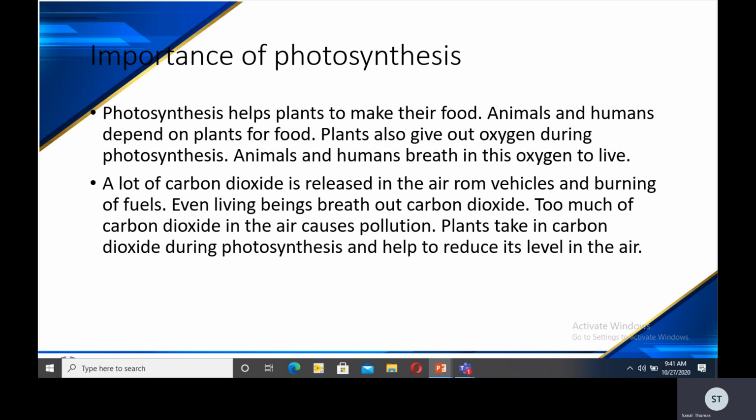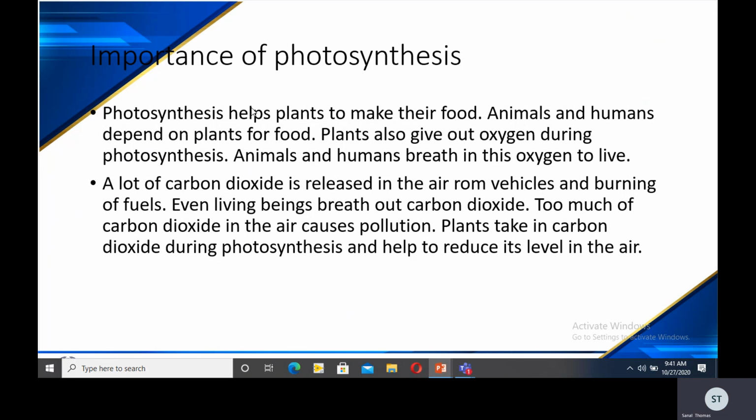So now you understood what is photosynthesis and how it is happening, right? Photosynthesis is the process by which the green leaves of a plant make food using water and carbon dioxide in the presence of sunlight. This is the idea you now have. And oxygen is also formed during this process, right? Now we can see further the importance of photosynthesis in detail.